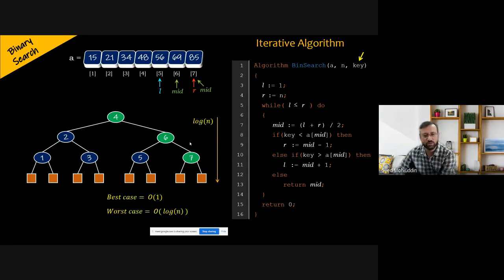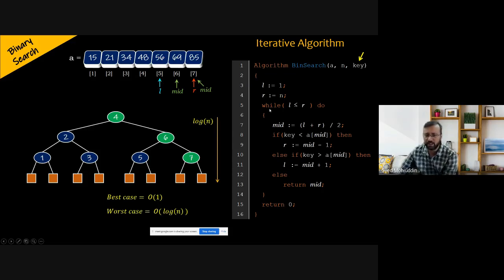Now this is true for the worst case for successful as well as unsuccessful search. Even for an unsuccessful search, the last level is all the external nodes, which are represented by orange boxes, that is, where the element is not found. So even when the element is not found, we have to go to the last level in the worst case. So in the worst case, it is O of log n.